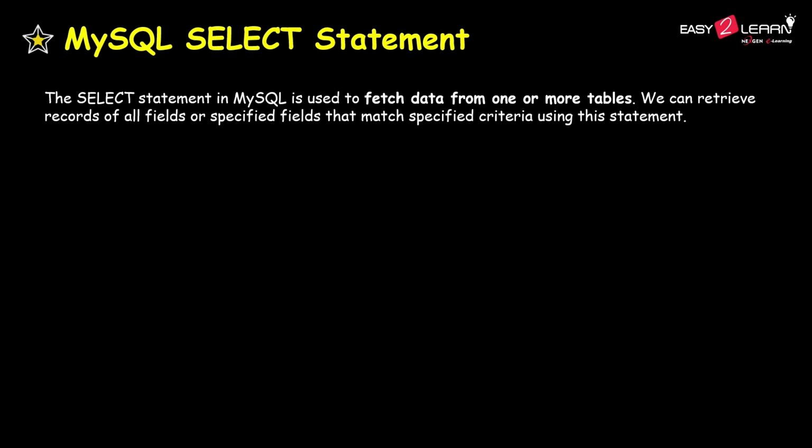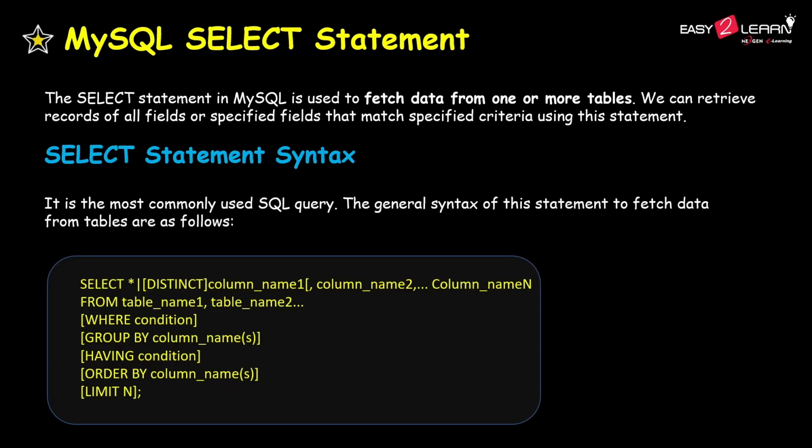We can retrieve the records of all fields or columns, or specified fields that match a specified criteria using this statement. Now let's see the syntax of the select statement. Here, if you can observe, the first keyword is select, followed by column name 1, 2, 3 and so on up to column n, which specifies the columns to retrieve from the table. And also you can use star to select all columns. Whereas distinct is optional, which eliminates the duplicate records from the result.